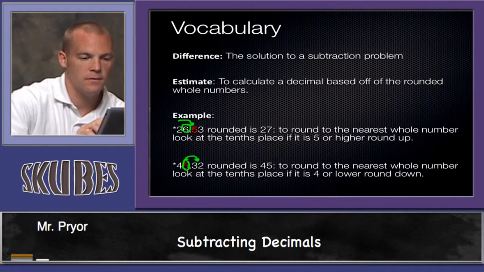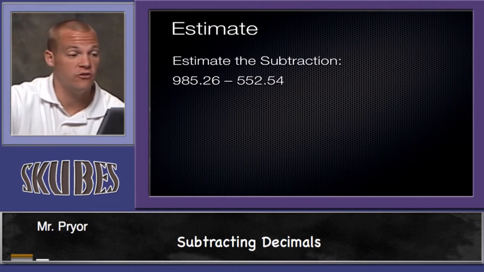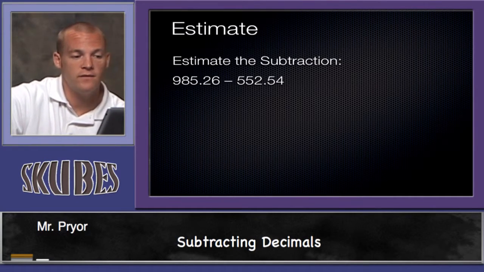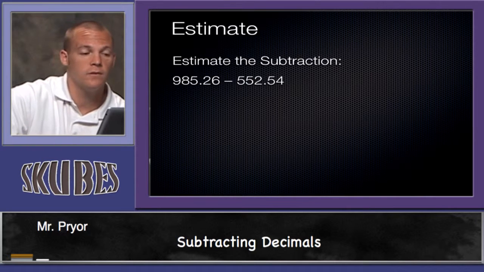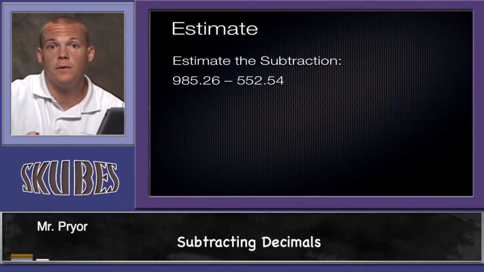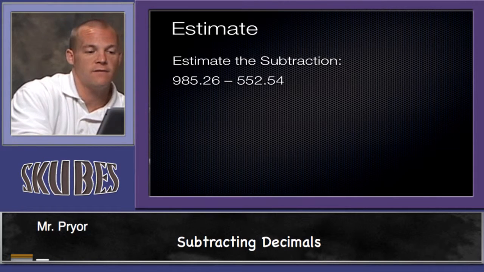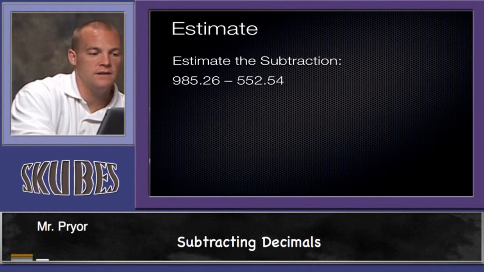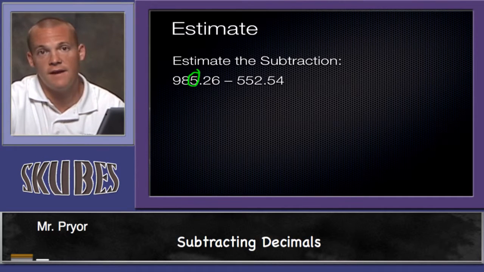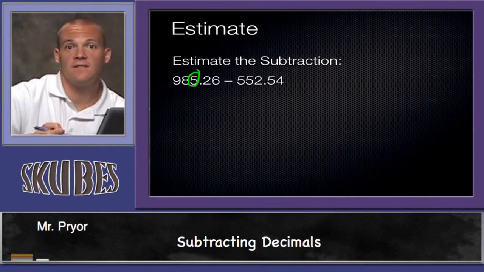So let's take a look at some examples here. We're going to start with some estimation. 985.26 minus 552.54. Before I rewrite these problems and we get to subtracting, let's figure out how we would round these. Let's start with 985.26. If I'm rounding these to the nearest whole number, again, the first whole number before we go into decimals is always the ones place. So I'm going to be looking at that value there and the next number.